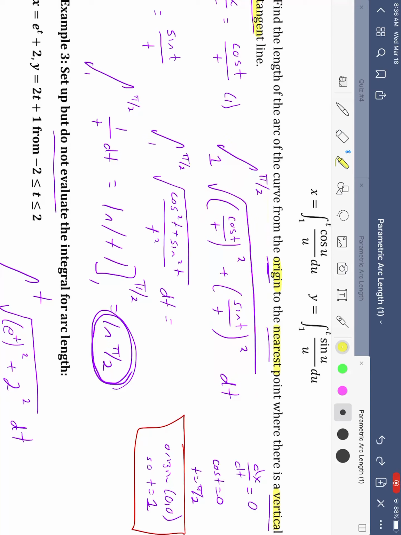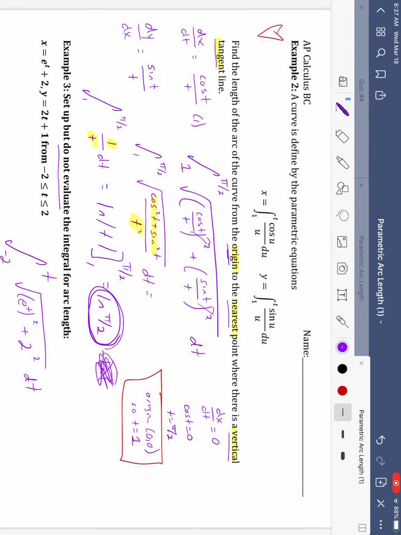Now it's just a matter of some really good algebra. So you square the top and the bottom. So you get cosine squared plus sine squared over t squared. Cosine squared plus sine squared is just 1. And then the square root of 1 is 1, and the square root of t squared is just t. Now I got the antiderivative of 1 over t is the natural log of t. Plug in pi over 2, plug in 1. Remember, the natural log of 1 is just 0, so we don't have to write that.